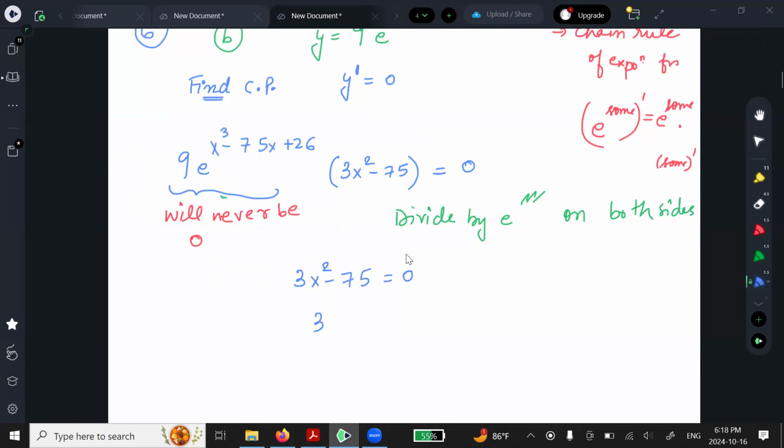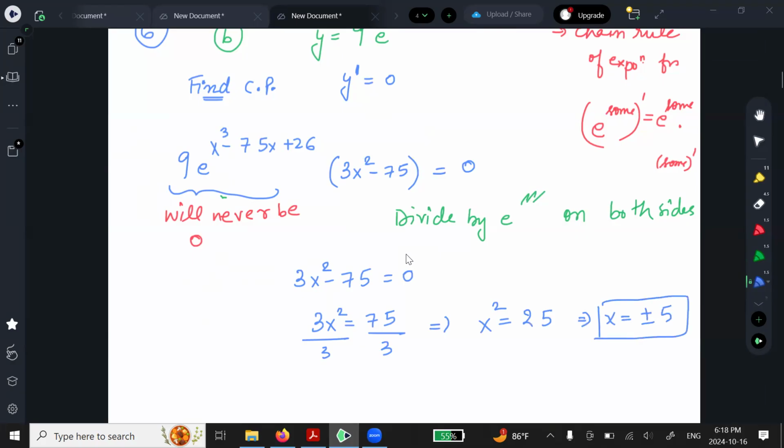Can you solve for x? Divide by 3. What do you get? I'm getting 25. How many critical points? Good job. Do not forget the negative also, okay?